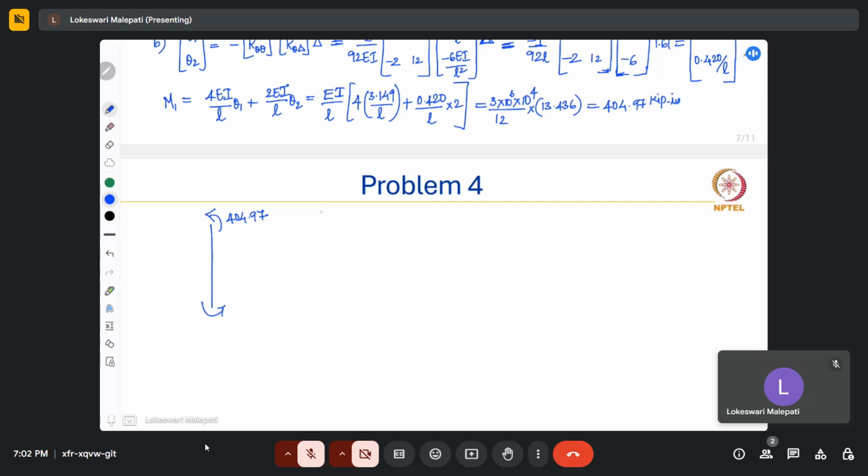Again we can use the slope deflection equation. So M is equal to minus 6 EI delta by L square plus 2 EI by L theta 1. So if you substitute all the values, you would get a value of 784.99 kips inches.